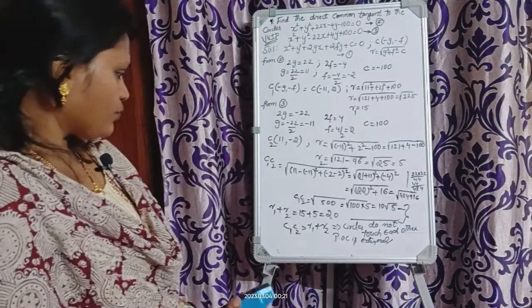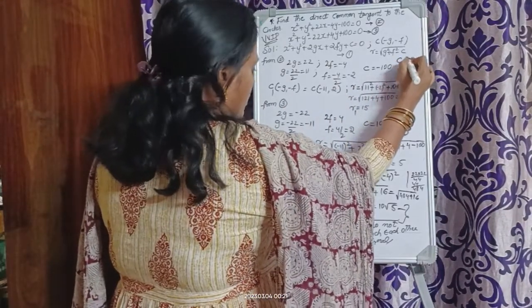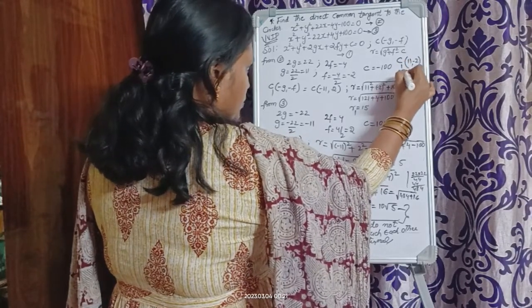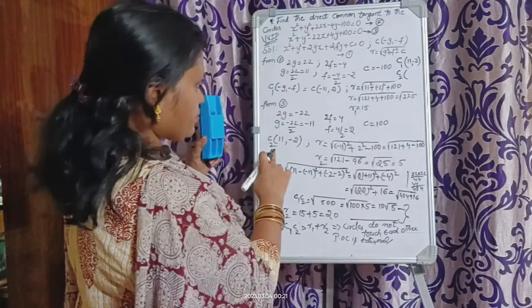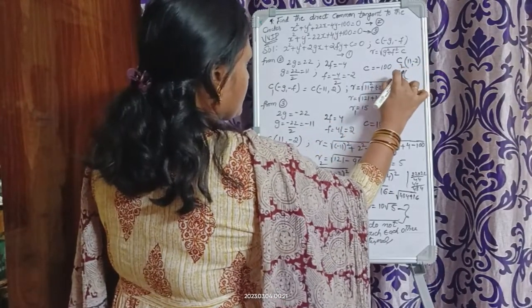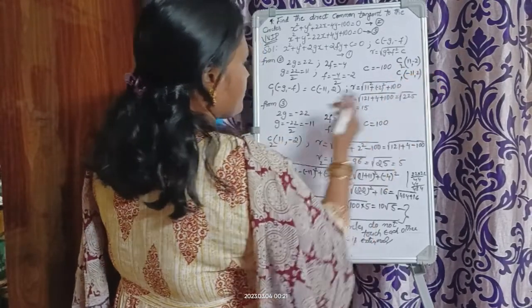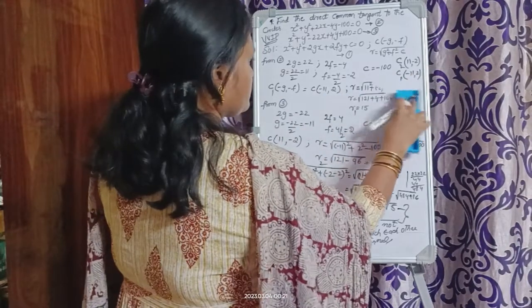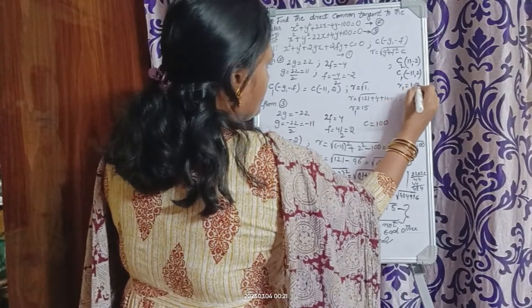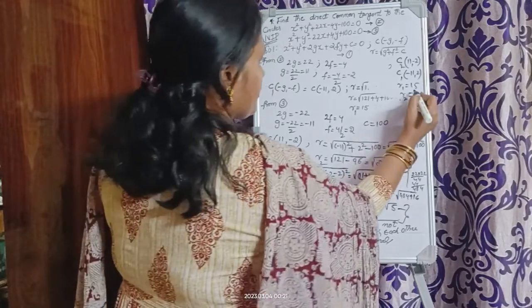For that, what I'll do is write C1 and C2. C1 what I got is minus 11 comma 2, right? Similarly, R1 I got 15 and R2 is 5.